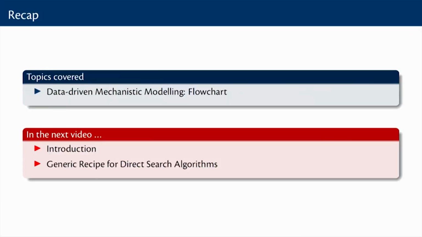So I hope in this video you got a good overview of how we go about mechanistic modeling given data, and what all the possible steps involved are, and how you would try to discriminate between good models and so on. In the next video we will start looking at an introduction to stochastic search algorithms or direct search algorithms, and particularly discuss the generic recipe underlying practically all direct search algorithms.